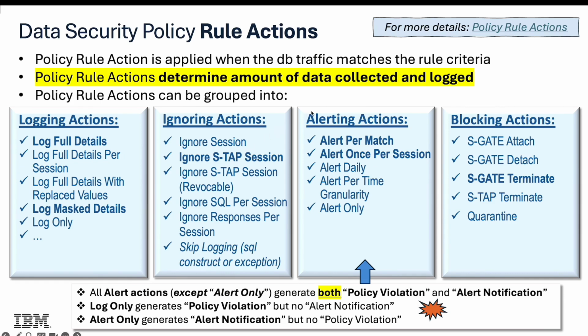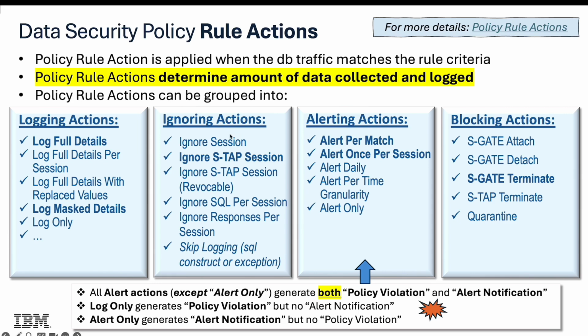When database traffic matches a rule's criteria, the policy action triggers. Actions decide how much data is collected and logged. Rule actions fall into 4 categories. First, logging actions. Common ones are log full details and log masked details. They either log the full SQL as is or mask the full SQL's values with question marks.